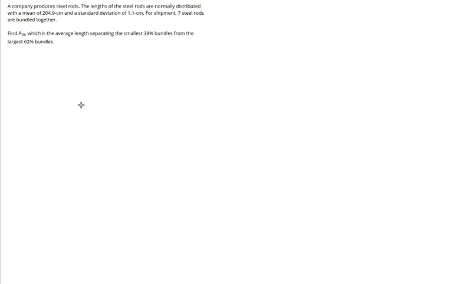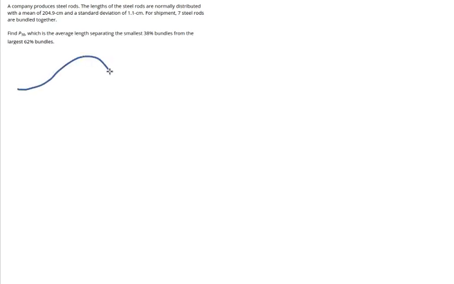A company produces steel rods. The lengths of the steel rods are normally distributed with a mean of 204.9 centimeters and a standard deviation of 1.1 centimeters. For shipment, 7 steel rods are bundled together. Find the 38th percentile, which is the average length separating the smallest 38% from the largest 62% of bundles.